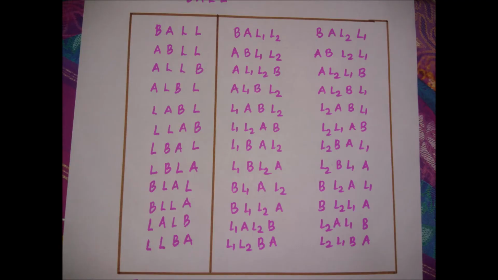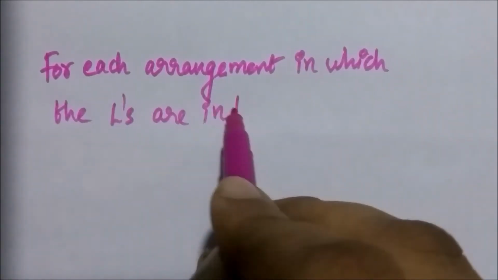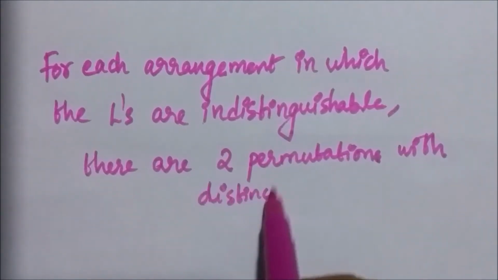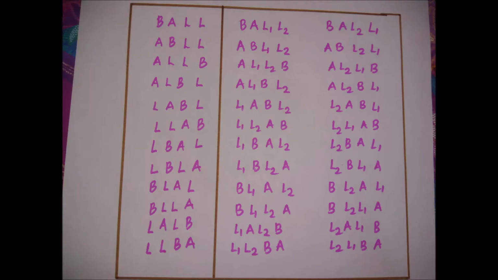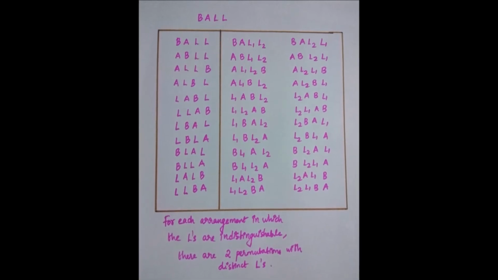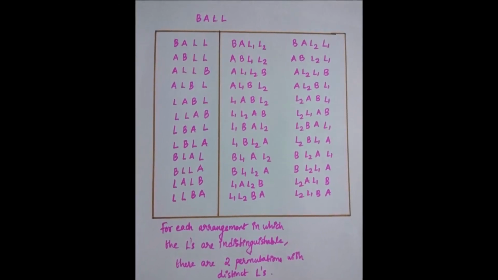So let's keep that in mind and let's look at the number of arrangements of the 4 letters in the word ball. Here is an enumeration that represents the arrangements for the letters in the word ball. We can see that we get 12 arrangements. For each arrangement in which the L's are indistinguishable, there are 2 permutations with distinct L's. For example, we have BALL, that's one arrangement where the L's are indistinguishable. Corresponding to that, we have 2 permutations where L's are distinguishable, that is BAL1L2 and BAL2L1.